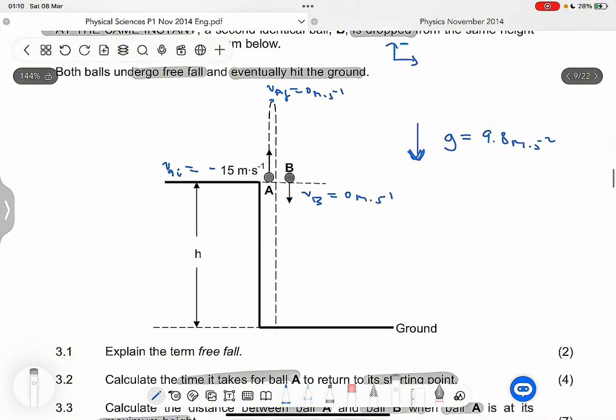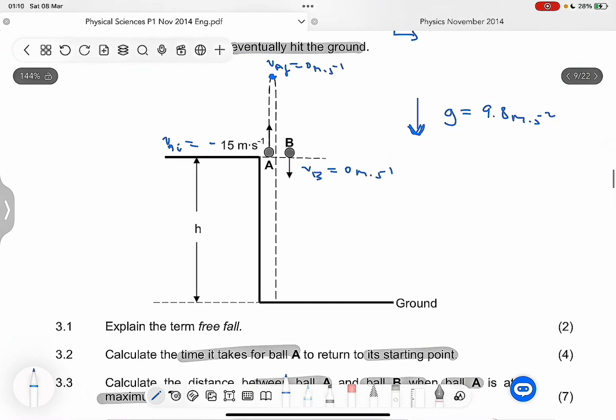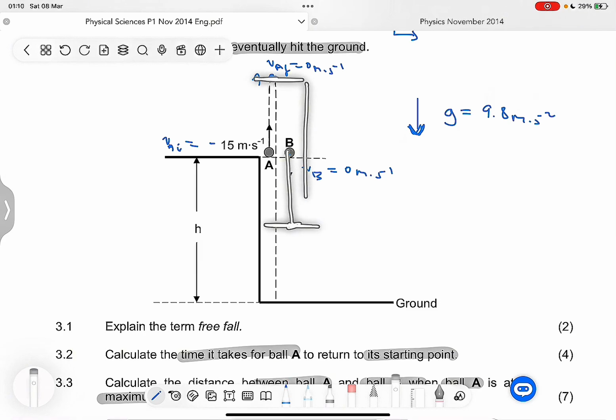Now we are saying here that when ball A gets to the maximum height, when it is here at the maximum height, remember that when ball A gets to the maximum height, ball B would have moved downwards. Maybe it's somewhere here, I don't know, it will depend. Now we are saying, what is the distance between these two balls? So this here is ball A, and we're saying ball B will be somewhere here. So what is the distance between these two balls? What is this distance here?